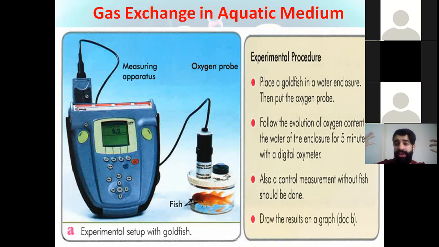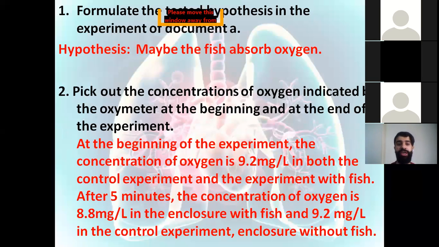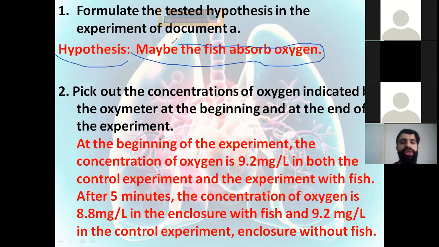All of them are logical. But it's not logical to say maybe the fish will release the oxygen. So logically, the fish will absorb the oxygen. So: maybe the fish absorb oxygen. This is the hypothesis. It's logical, and you have to write the word hypothesis before we start. You have to write it as one sentence, without saying maybe the fish will absorb oxygen because the amount of oxygen will decrease. This is not a hypothesis. A hypothesis includes no justification. It's only a sentence.